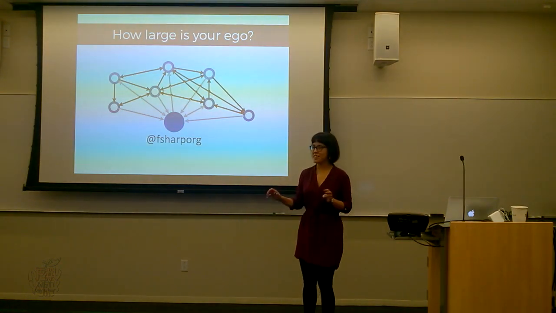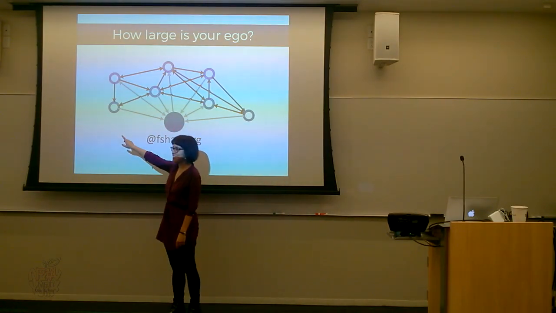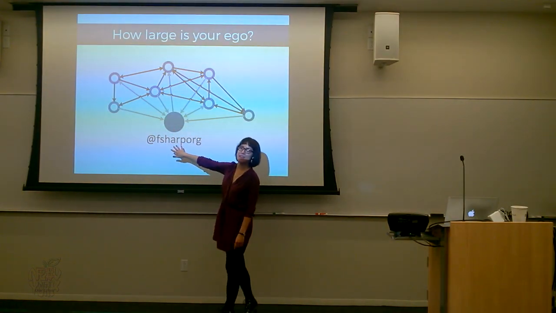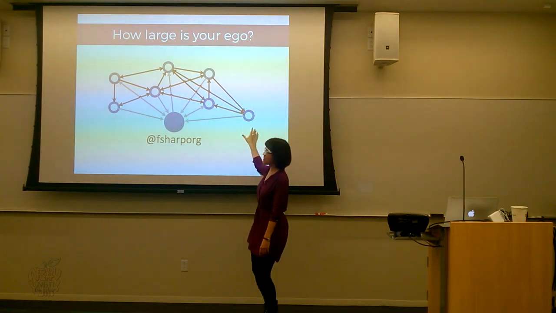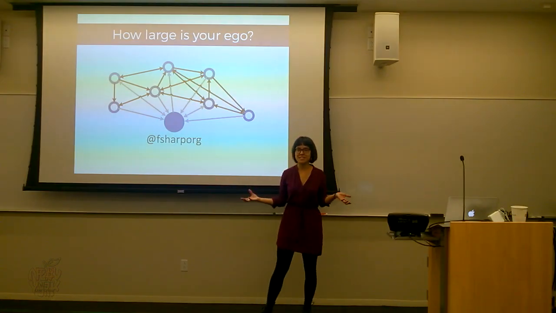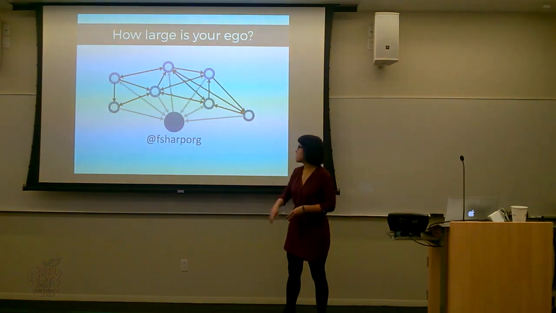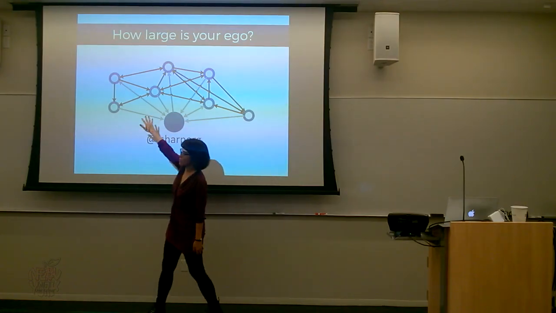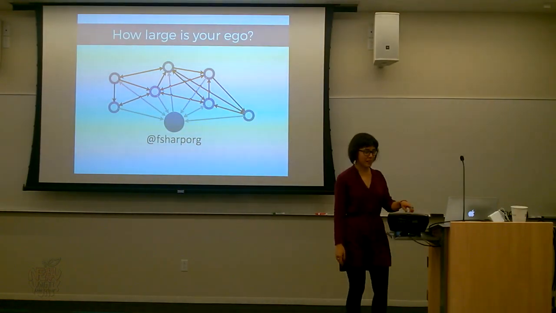And the ego network around it are all those nodes that are either friends or followers of F-sharp org. And this will give me the set of accounts on Twitter that are interested in F-sharp. That's my assumption, at least. And I'll be looking at relationships between those nodes. And that's the so-called ego network.